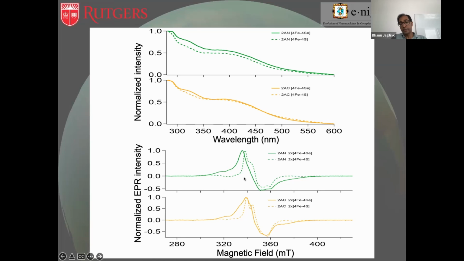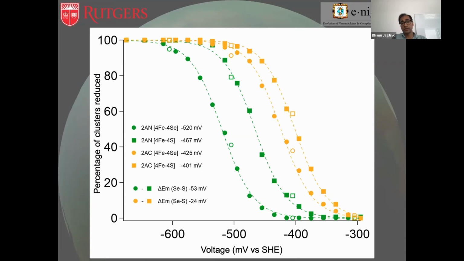And again, in this case also, I would see the drift is more evident and pronounced in the 2AN over the 2AC. And then we have done the electrochemistry to calculate the midpoint potentials. The orange would be the AC, and the green one would be AN. The squares represent the 4 iron 4 sulfur species, whereas the circles represent the 4 iron 4 selenium.